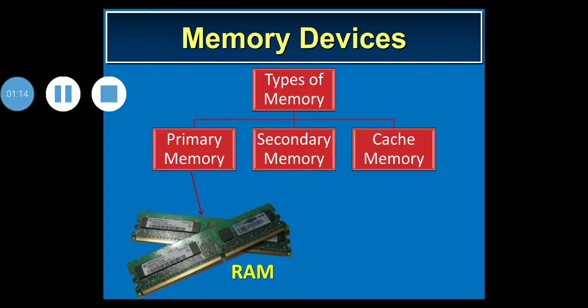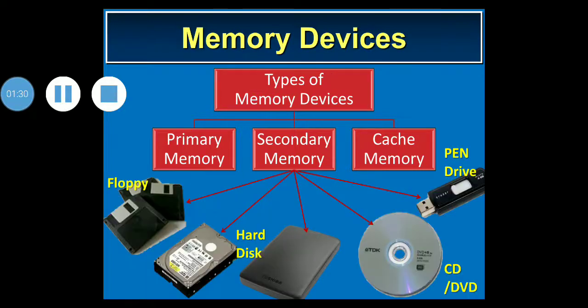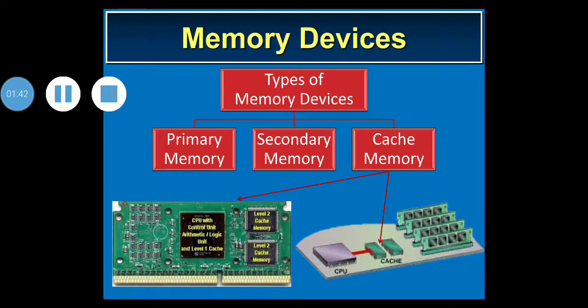So what are the various types of memory? Memory is classified as primary memory, secondary memory and cache memory. In primary memory, the example is RAM, that is random access memory. The examples of secondary memory are the hard disk, CD, pen drive, floppy disk, external drive, etc. Whereas the example of cache memory are the cache memory slots which are embedded on the memory chip.